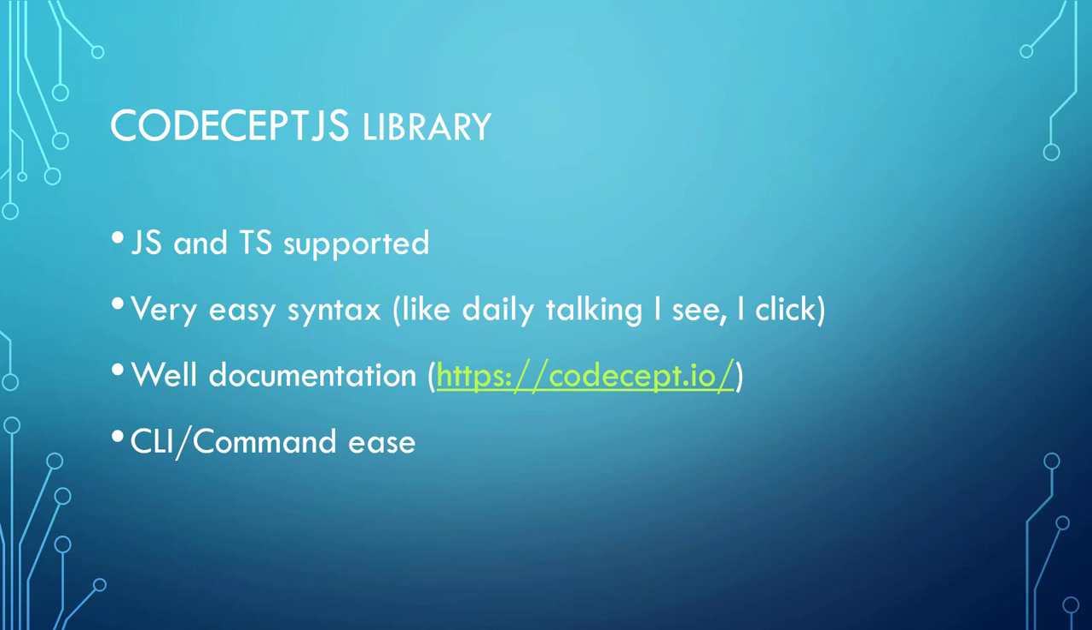CodeceptJS is an open source test automation library and it supports JavaScript and TypeScript. It has a very easy syntax and parallel with Gherkin syntax. Their website has a good documentation. Lastly, CodeceptJS library has some good CLI commands to make our life easier. For example, you can generate the main folder, page objects, or page fragments very easily.